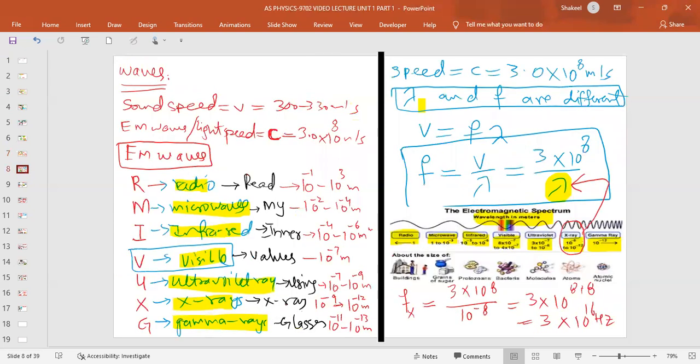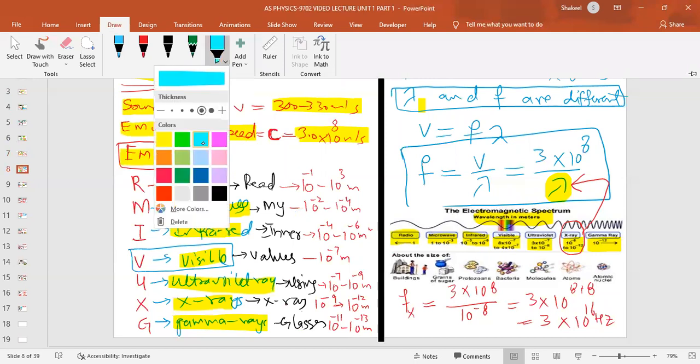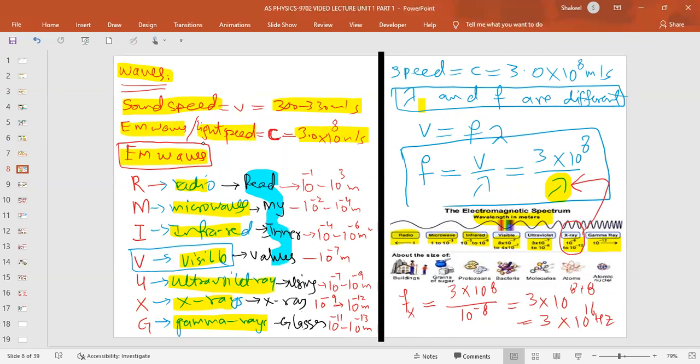Let's move forward to waves now. So speed of sound is 300 to 330 meter per second in air. Speed of electromagnetic waves or light is actually the fastest in nature, 3 into 10 power 8. And then there are 7 electromagnetic waves. And for that, you can memorize them through this sentence, which is: Read my inner values using X-ray glasses.